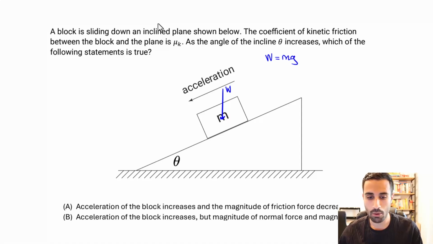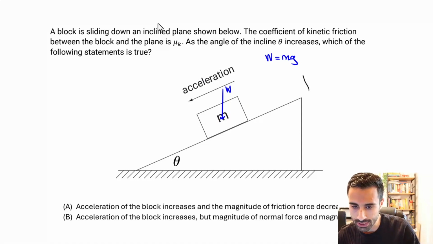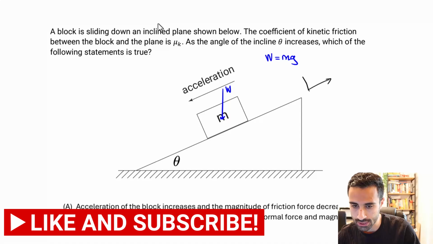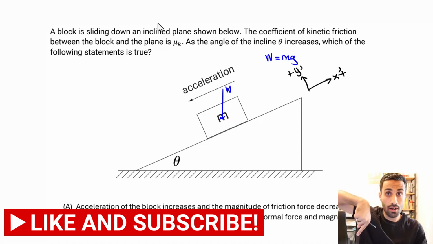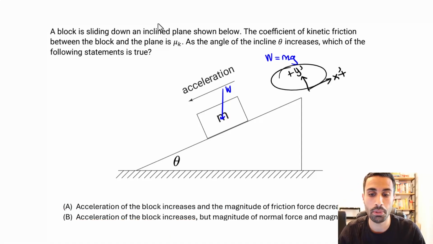Remember that. Now, we know that the weight here is not good enough because I have to break it up into the components along the parallel and the perpendicular, always for inclined planes. We talk about this in another video. I'll link that below. So what will happen is this. We have the components. This is the x prime direction, and this is the y prime direction. Going this way is positive. Going that way, up perpendicular to the incline, will be positive.